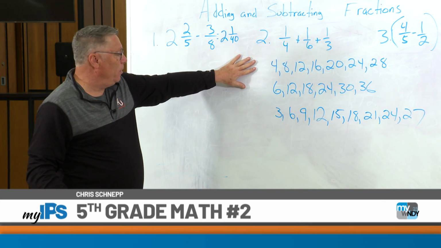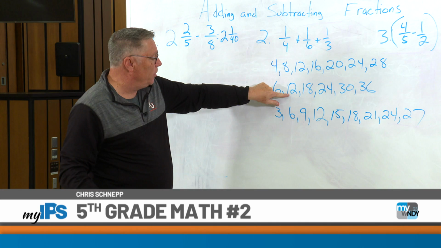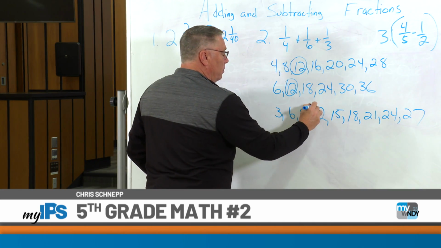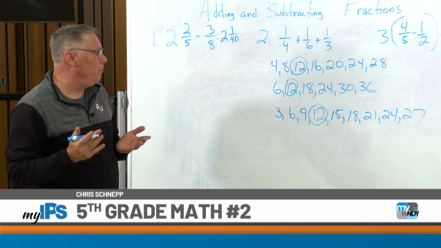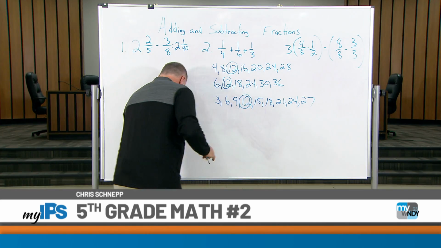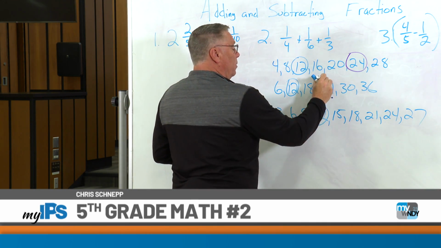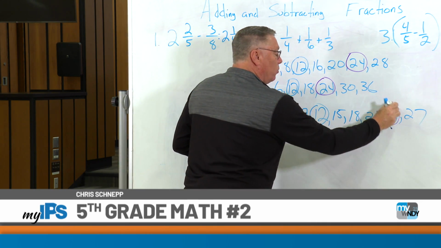Okay, so now we go through here. There's a 12 here, a 12 here, and a 12 here. So let's circle those 12s. Can you see any other numbers that are common? We'll circle them in purple. We got 24, 24, and 24.